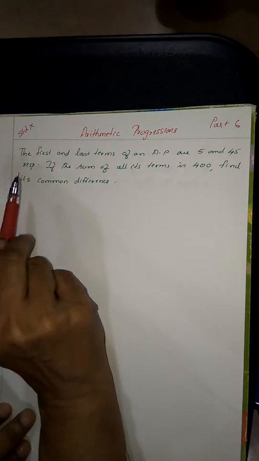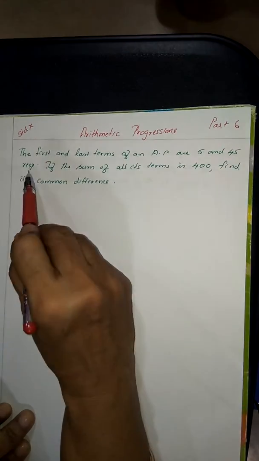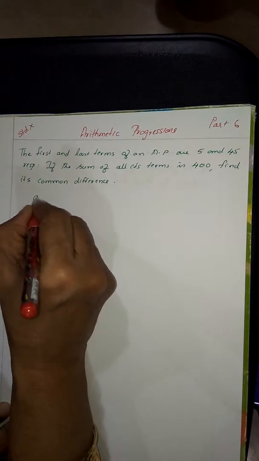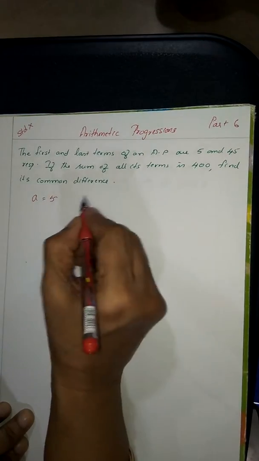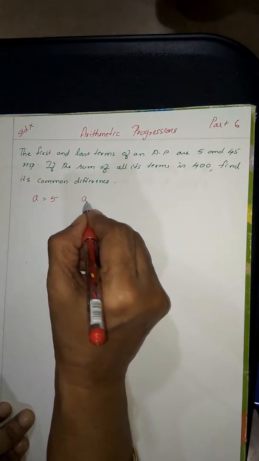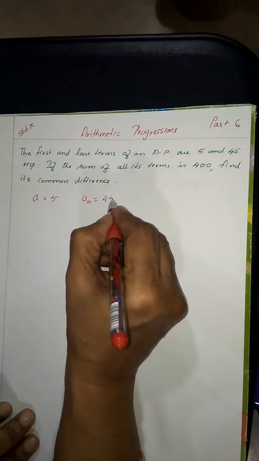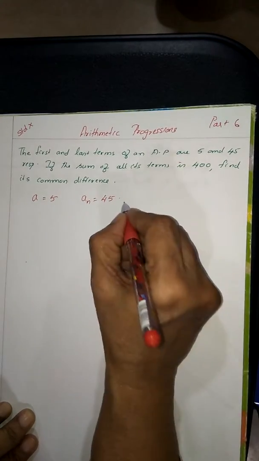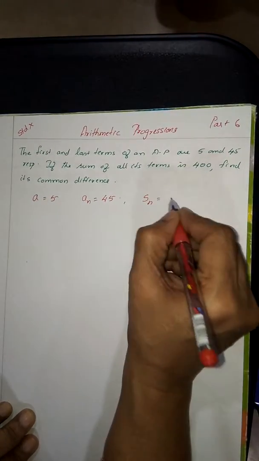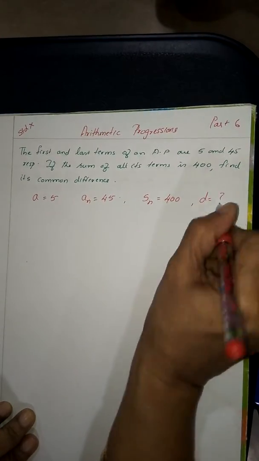The chapter is Arithmetic Progressions for Standard 10. The first and the last terms of an AP are 5 and 45 respectively. So A is equal to 5 and An, or you can say L, the last term, is equal to 45. The sum of all its terms is 400. So it's given Sn is equal to 400. You have to find the common difference.